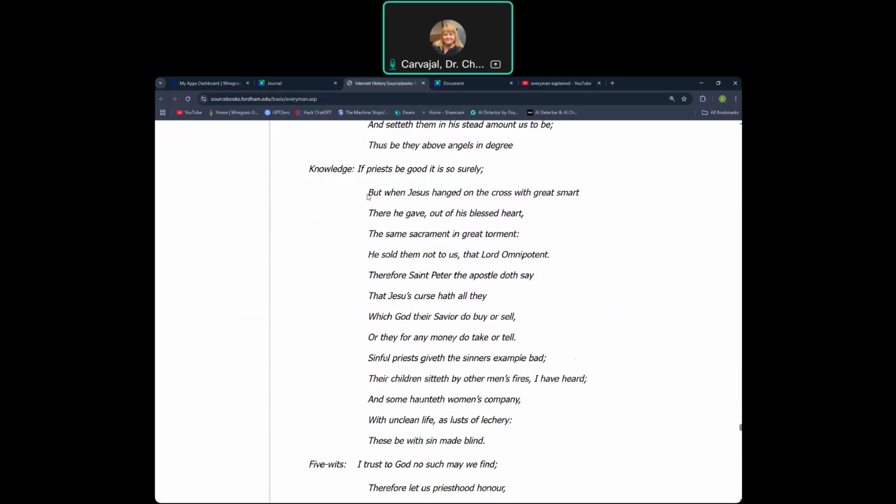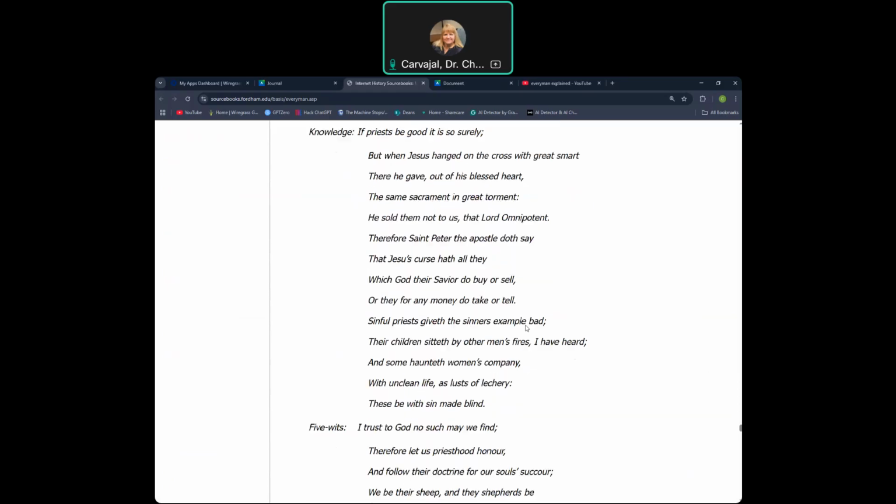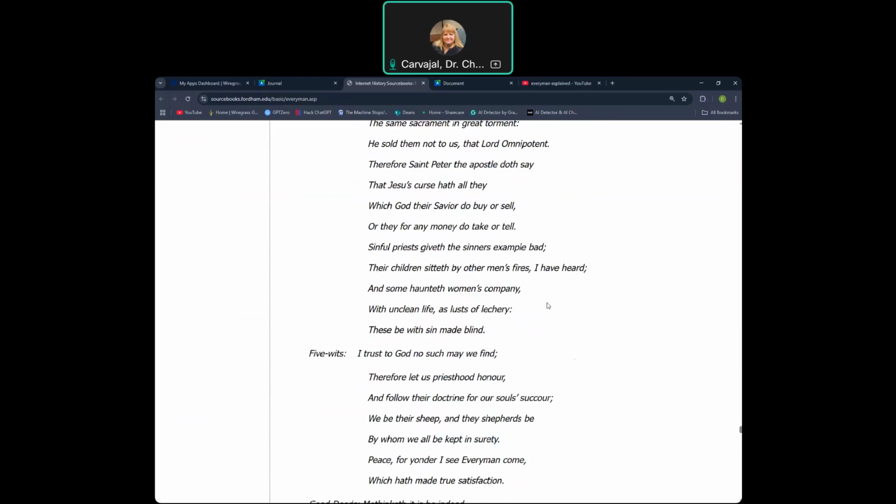And then knowledge actually talks about Jesus. Remember, he's the one reason that people have salvation. He sold his own life essentially for us. And then they talk about Saint Peter, the apostle, who does say that Jesus's curse hath all they which God their Savior do buy or sell. So we can't. That's why he offered death at the beginning, I'll give you 1,000 pounds and you'll let me go, right? And the guy's like, no, I don't care for any of that stuff. You can't buy that. You remember, rich people die just like poor people die. And so all of this stuff you need to be freed of.